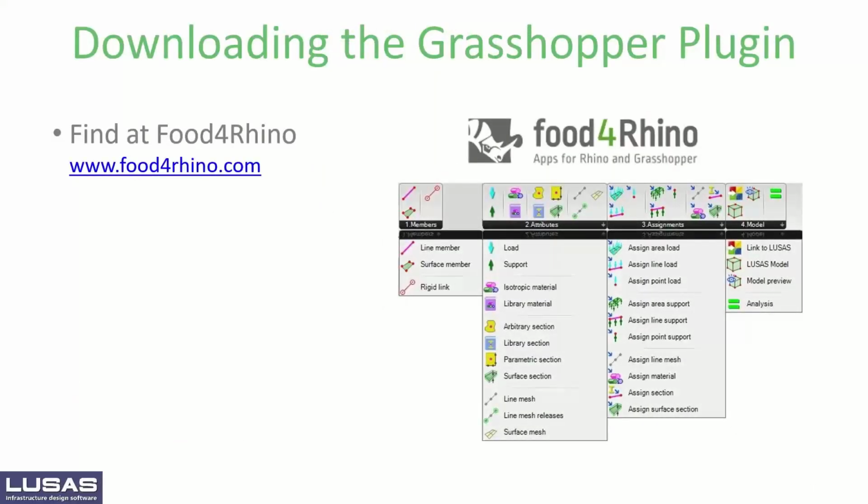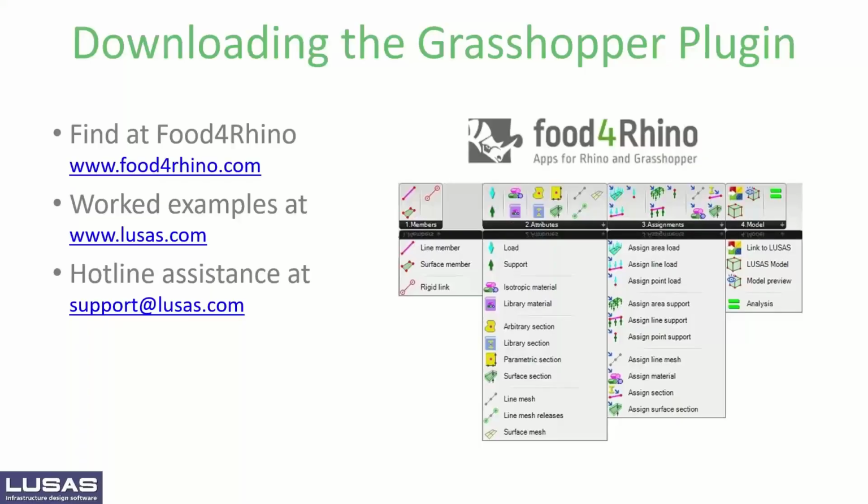For getting hold of the plugins, you need to go to the associated store. So for Rhino, that's Food for Rhino. If you just type in the search for LUSAS there, the plugin will come up and you can download it. You'll find worked examples on our website, so go to lusas.com to find those. And the examples that Paul does today will also end up back on lusas.com. Any assistance you need with the plugin, particularly the installation, please contact our best-in-class support assistants on support@lusas.com.